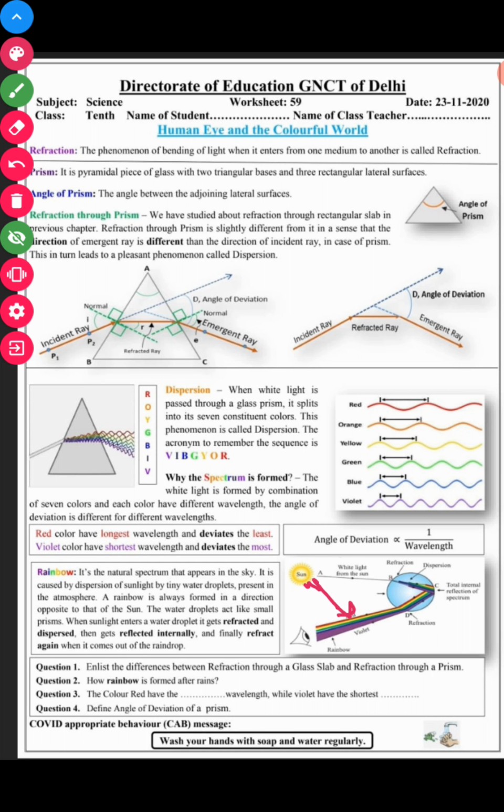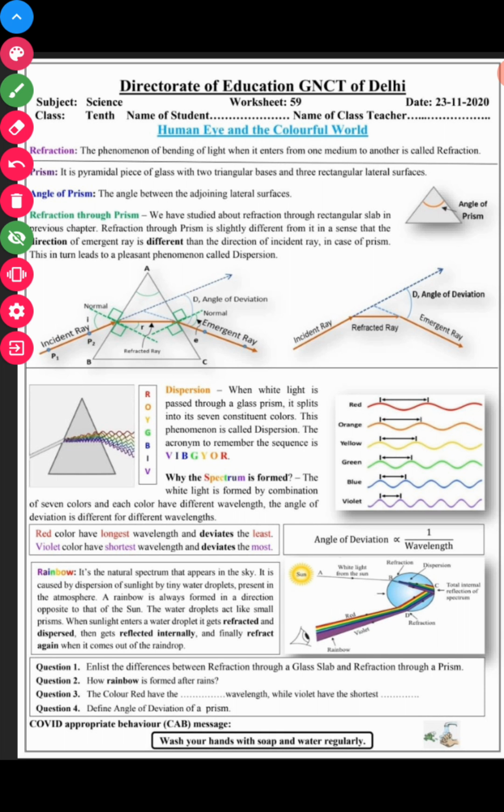The water droplet acts as a prism. When light enters a water droplet, it is refracted, then dispersed, and then internally reflected, right, and it is again refracted and forms a rainbow of different wavelengths. So this is all about today's worksheet.